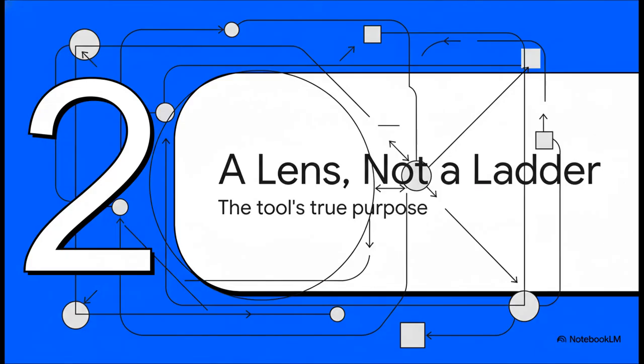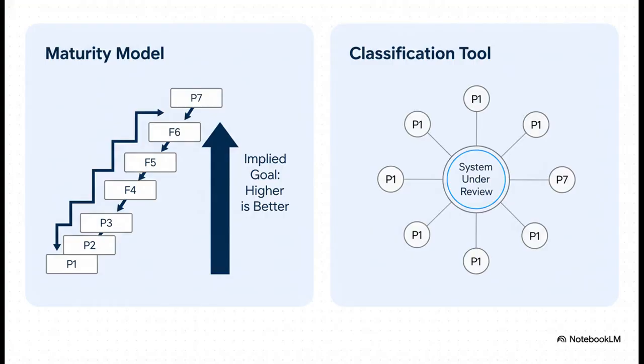But hold on. Before we jump into the details of each phase, there's a really crucial point we need to clear up. It is so easy to look at a diagram like this and think of it as a ladder you're supposed to climb. But that is a huge, and I mean critical, misconception. And this slide right here highlights that key difference. This is not a maturity model, where the goal is to get to the highest level. No, it's a classification tool. The phases are just descriptions to help you understand what kind of system you're actually building.